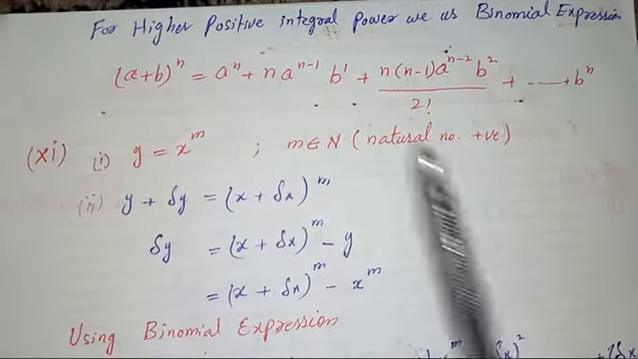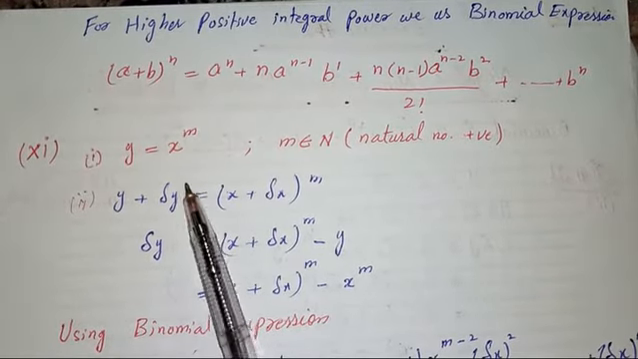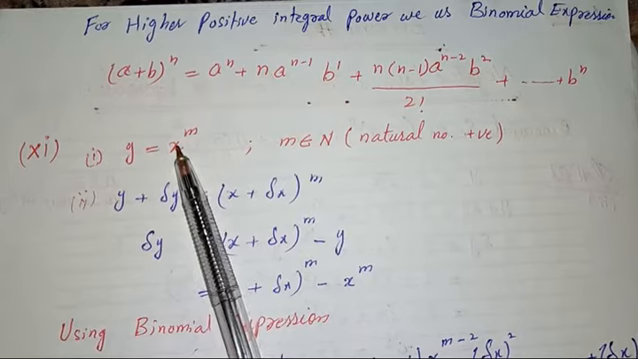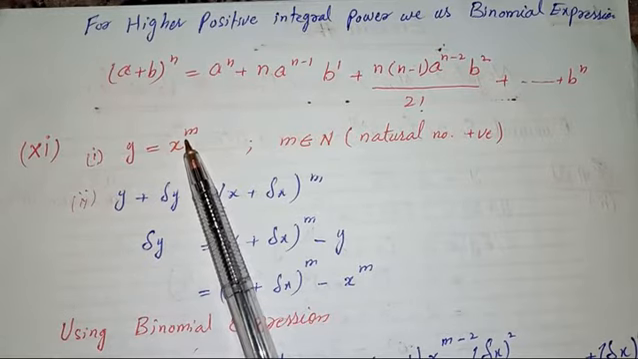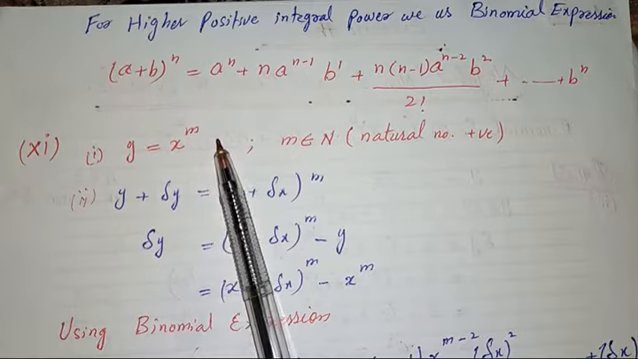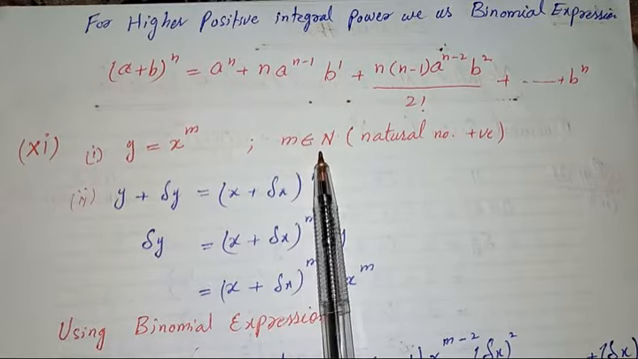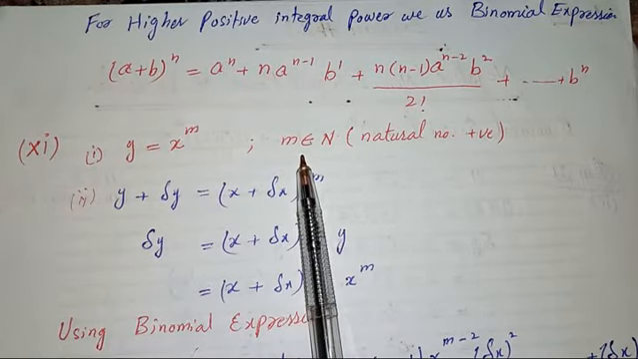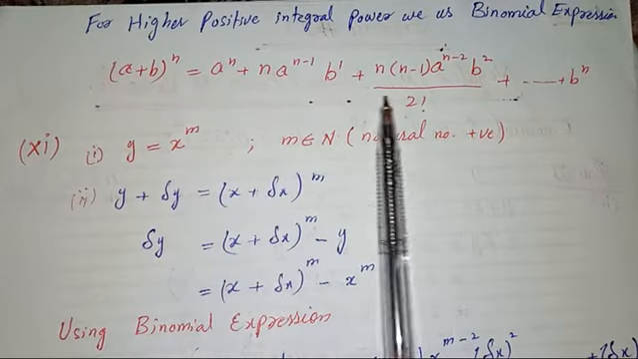For higher positive integral power, we use binomial expression. If the power of x is 2, then we will easily handle it by using the positive integral power variable method. But if the power is a greater number, for example x raised to power 8, x raised to power 100, x raised to power m, where m is an element of N, the positive natural numbers, then in this case we will use binomial expression.